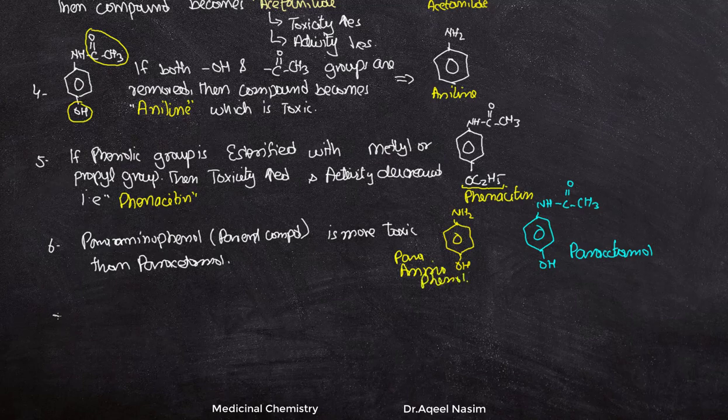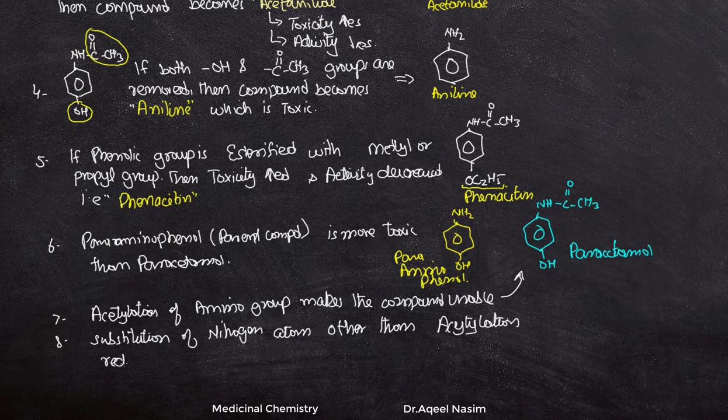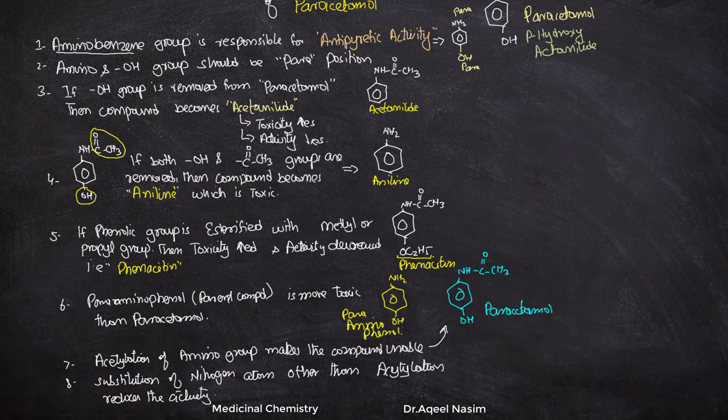The next SAR is acetylation of the amino group. Acetylation on the amine group of para-aminophenol is useful. It causes the formation of paracetamol. Substitution of the nitrogen atom other than acetylation reduces the activity. Whenever we substitute the NH2 group other than by acetylation, it will decrease the activity.